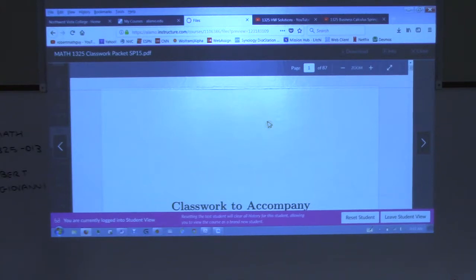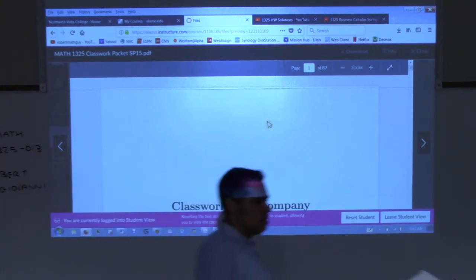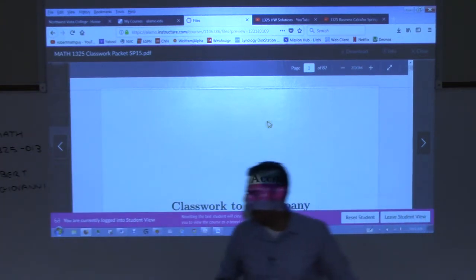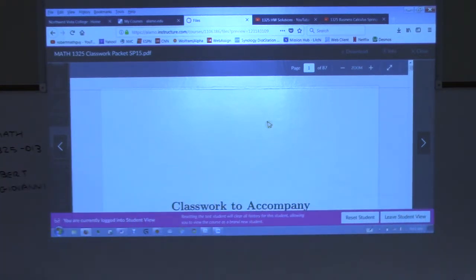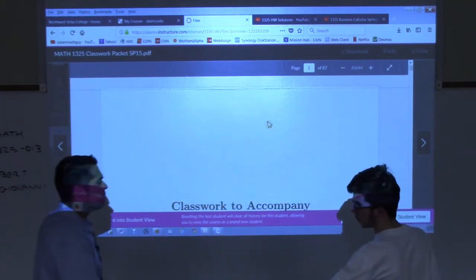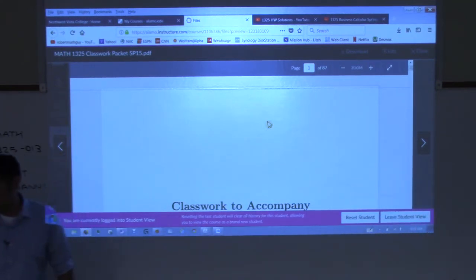I printed out the first 20 pages, which should get us pretty far through the first few weeks. But after I get through these first 20 pages, I don't intend on printing them out anymore and giving them to you, unless we only have like 10 students left. If we have like 10 students left, maybe I'll print them out. I don't think that's going to happen though.